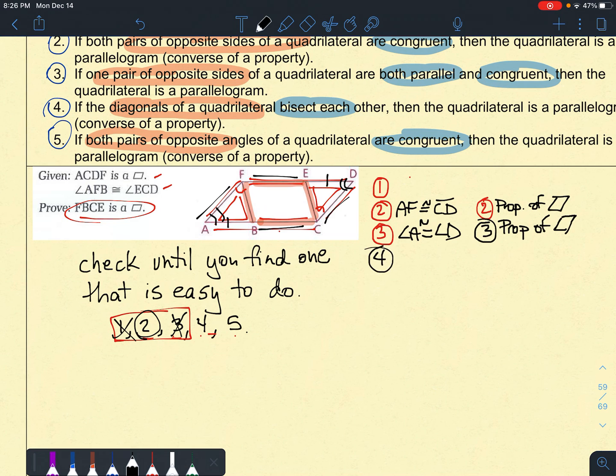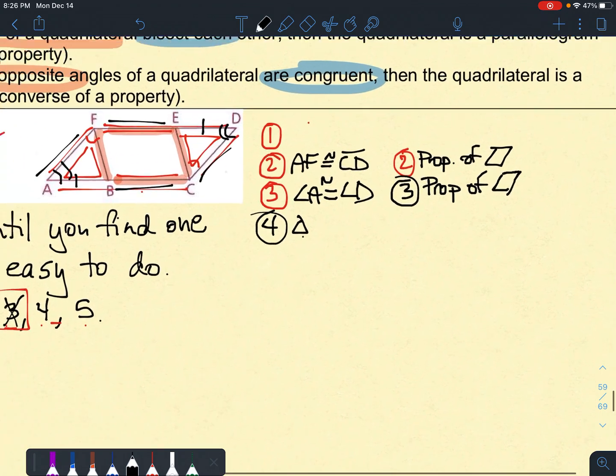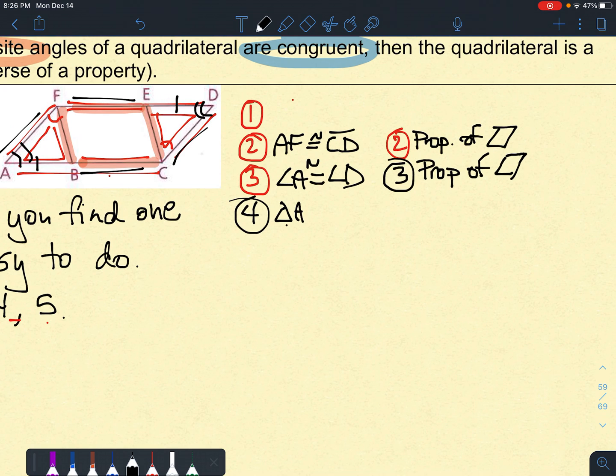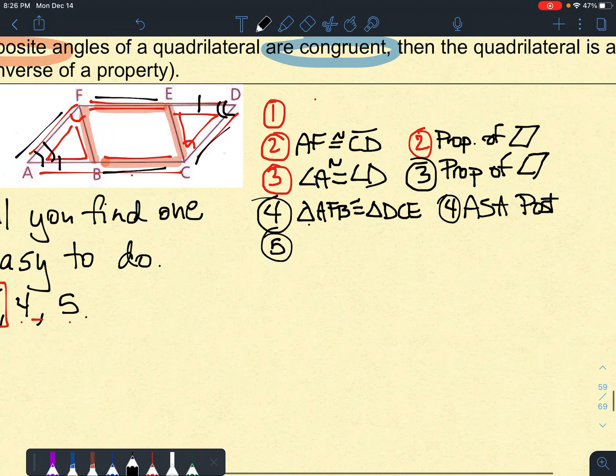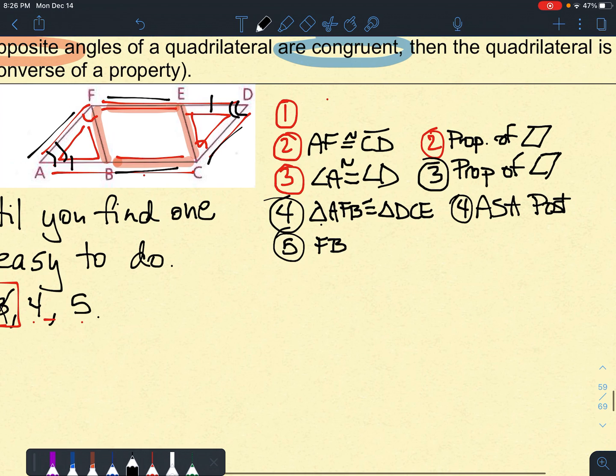Line 4. I think I have my 2 triangles congruent now. Triangle AFB is congruent to triangle DCE. And I think this is the ASA postulate. Number 5, because of that, now we pick up some parts, right? We know that FB is congruent to EC.